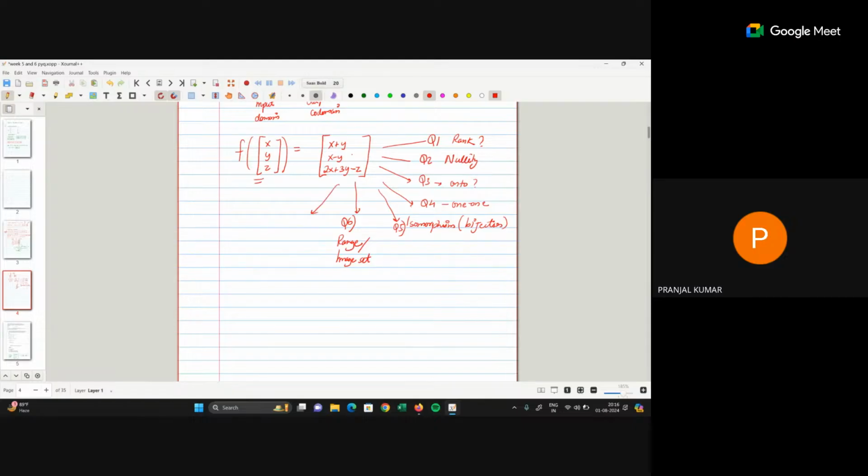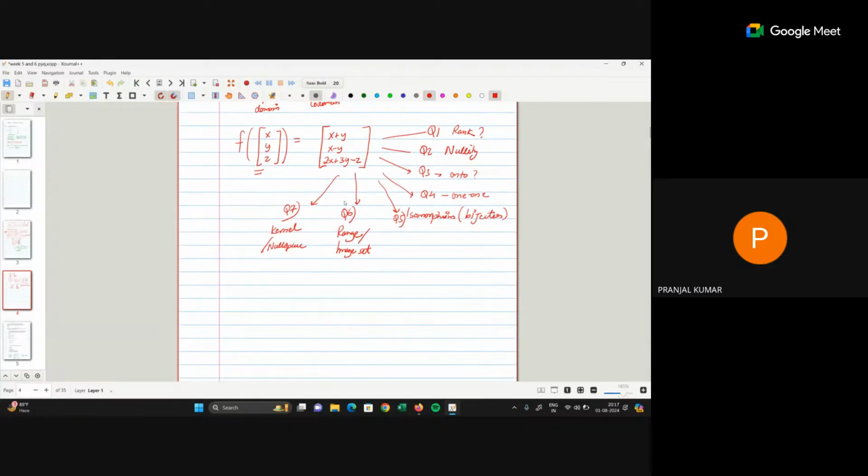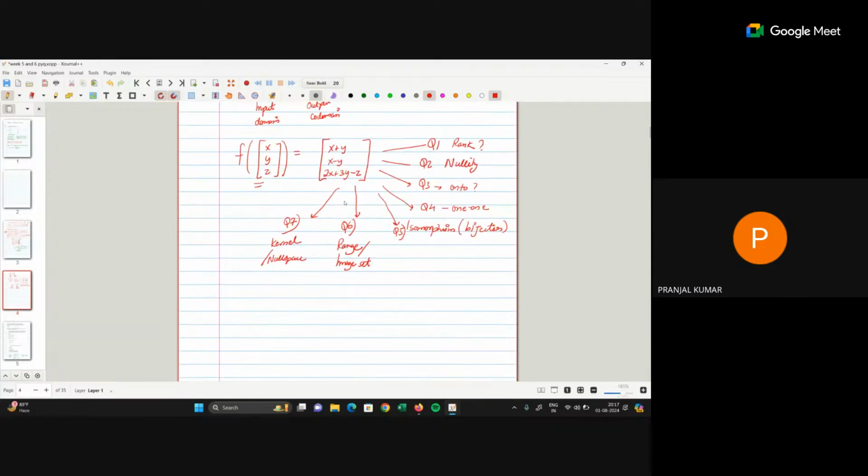Then question seven is kernel. Another name for kernel is nothing but null space. So all these types of questions will be asked, and most of the questions will be revolving around these only. Is it clear?